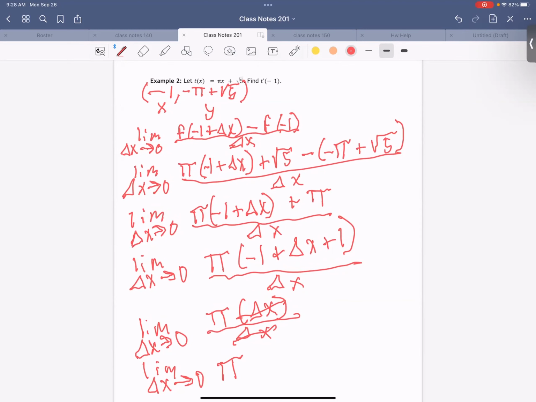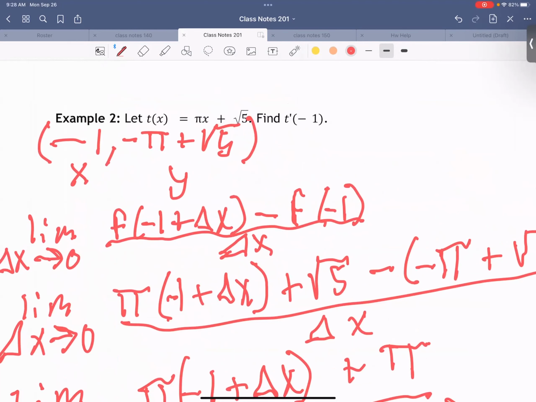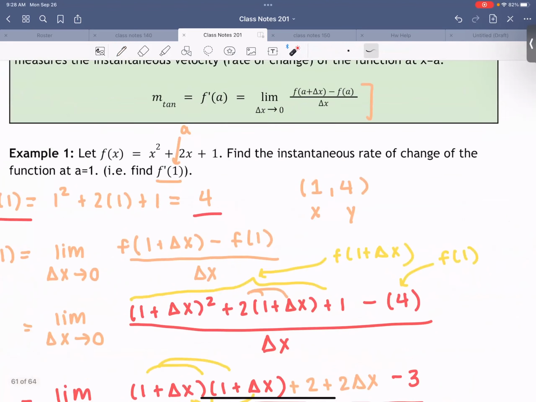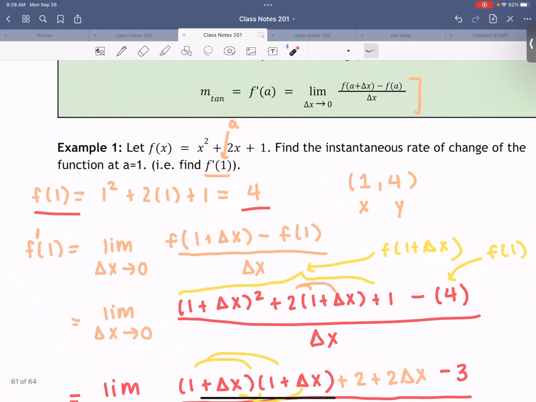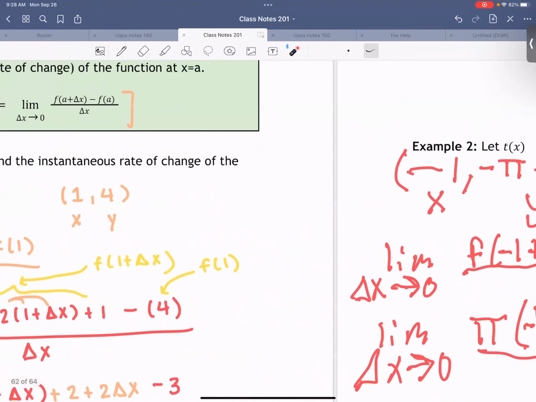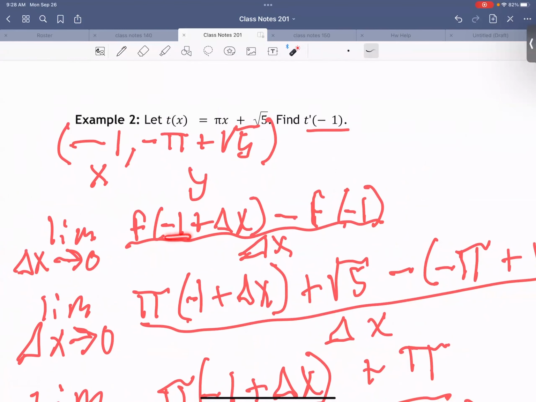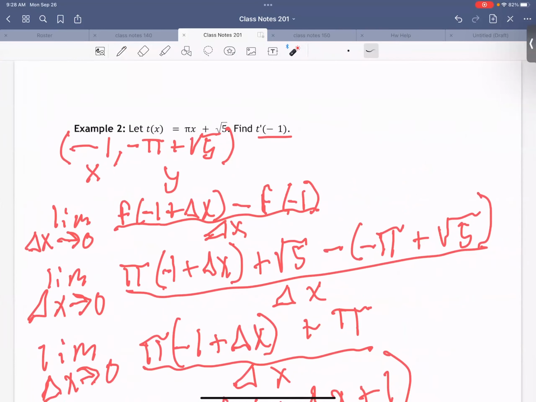Before I let Mason go through this, I want to talk about, okay, we know that the function is pi x plus the square root of 5. We want to find the derivative at -1. Now, that changes what we did in example 1, because in example 1, we wanted to find the derivative at +1. So that's why our equation looked like this with a +1 here, okay? Now that we're finding the derivative at -1, we want to find f of -1 plus delta x. So we're plugging in -1 instead of +1 now, okay?